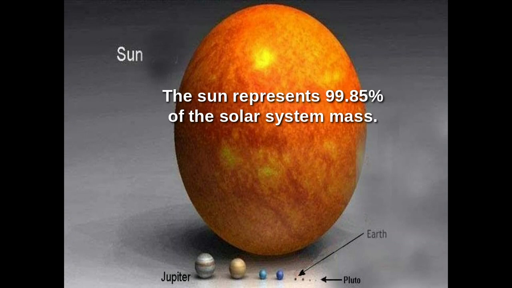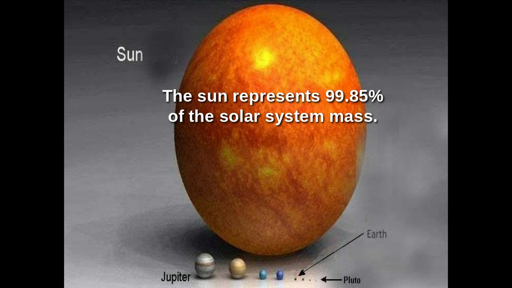In fact, if you were to weigh the entire solar system, the sun and the planets along with the sun, you would find that the sun is 99.85% of the entire mass of the solar system. So really, what this does is it allows the planets to be insignificant in terms of gravitational pull.